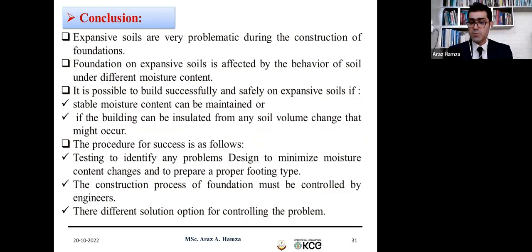There are different solution options for controlling the problem. For you as a civil engineer, there is no single way to deal with fixing the problem. There are lots of options that you think about, and you are free to choose which method to use according to your environment and your situation.